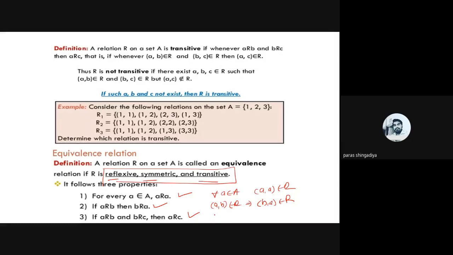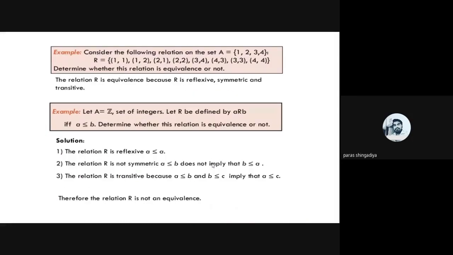That is called the symmetric condition. And the third one is transitive. For A comma B and B comma C, if they belong to R, this implies A comma C should also be in R. So it is called the transitive condition. If it satisfies all these three conditions, then we can say this type of relation is called the equivalence relation.